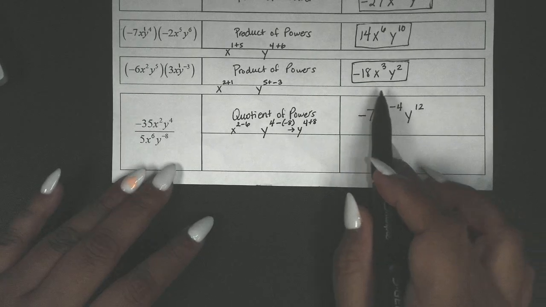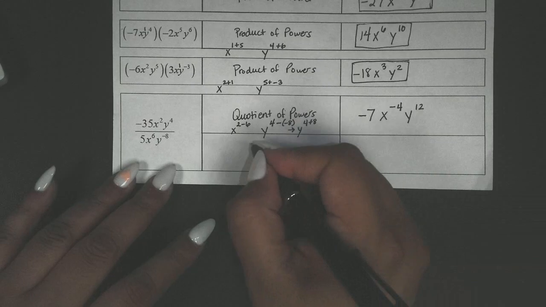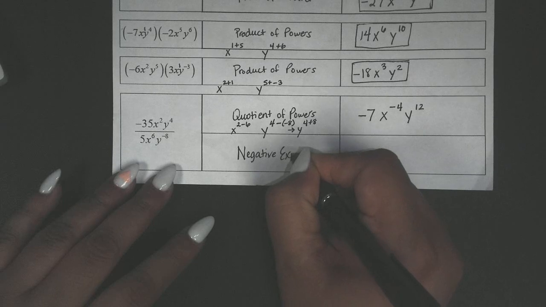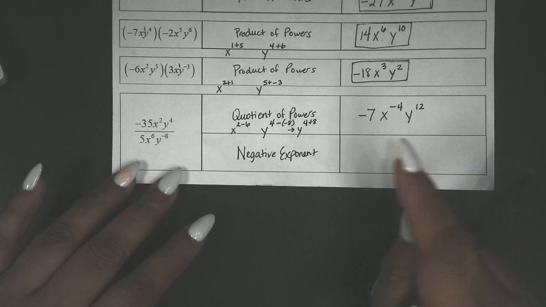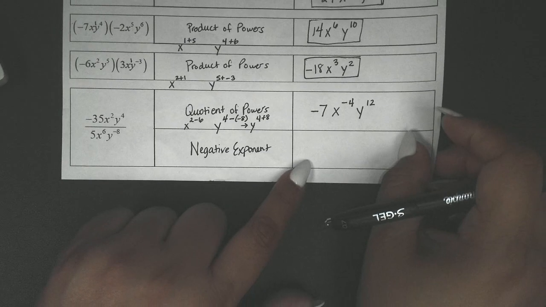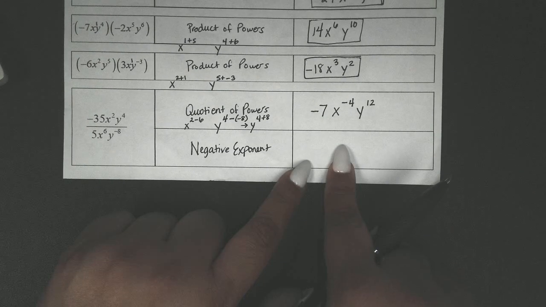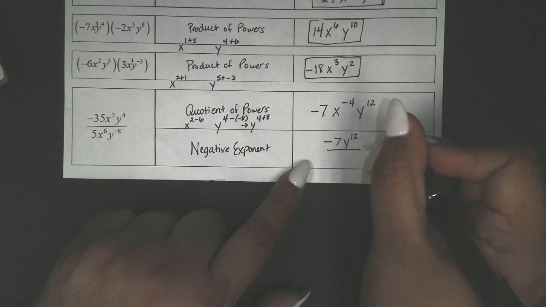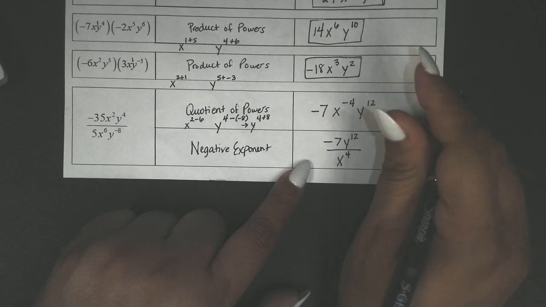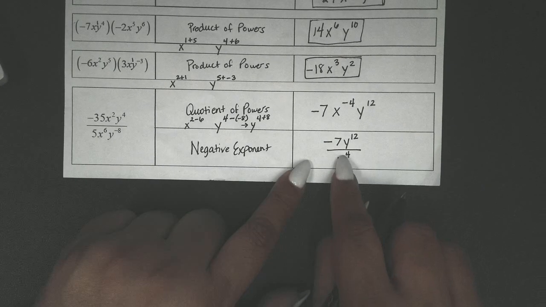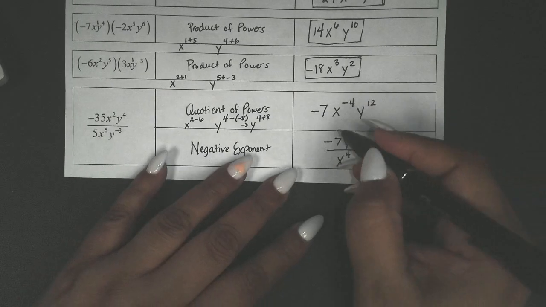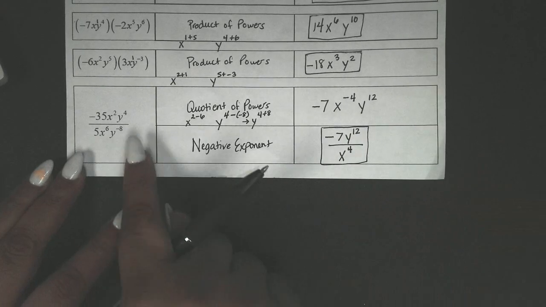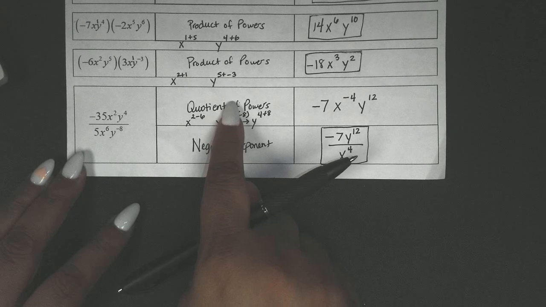Now this is not simplified yet because of this negative exponent, so my next rule is going to be to apply the negative exponent rule. The negative exponent rule says that I'm going to take this and bring it to the denominator. So negative 7 y to the 12th stays on top and x to the 4 is on the bottom, because we have to now change this negative to a positive when we move it. This is my simplified version. And I did that problem in 2 steps, applying 2 rules.